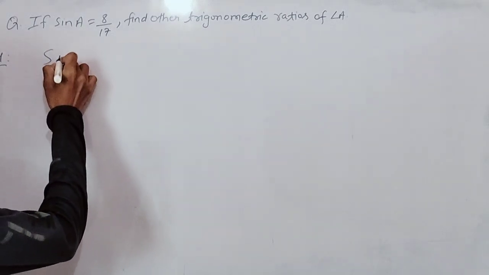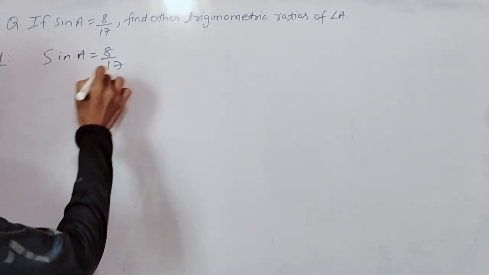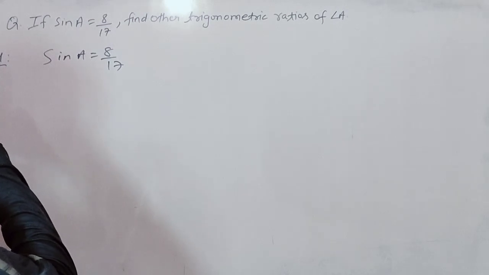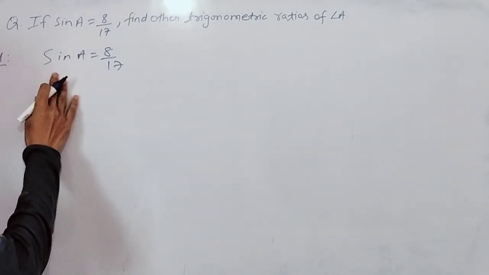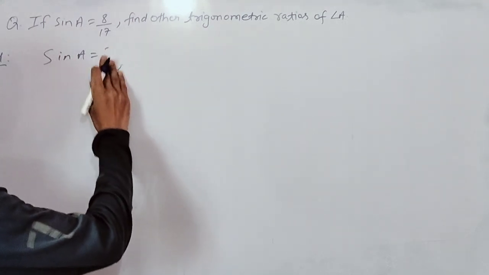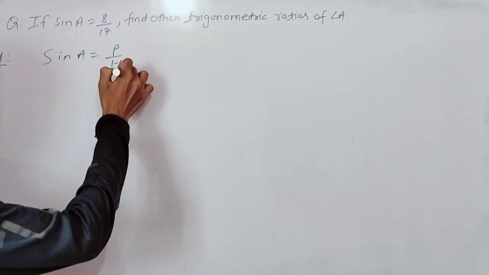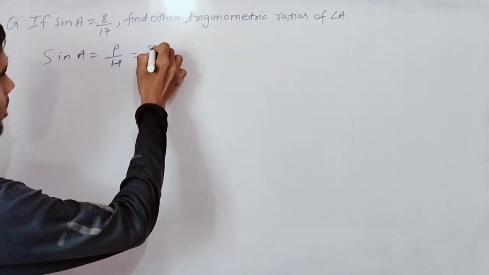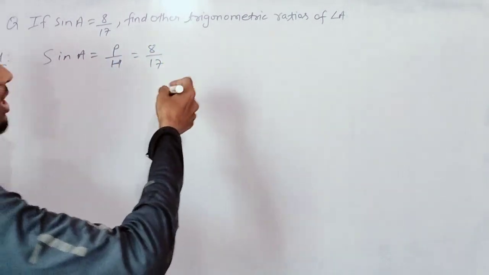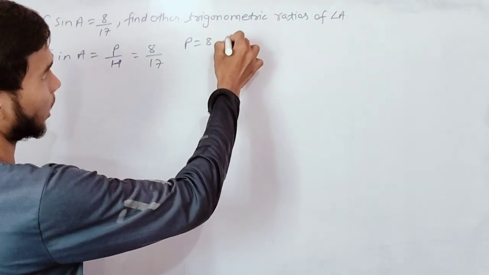The question is: if sin A is equal to 8 upon 17, find the other trigonometric ratios. If sin is given as 8 upon 17 for angle A, then as we know, sin theta is P upon H. It is given as 8 upon 17, so P is 8 and H is 17.